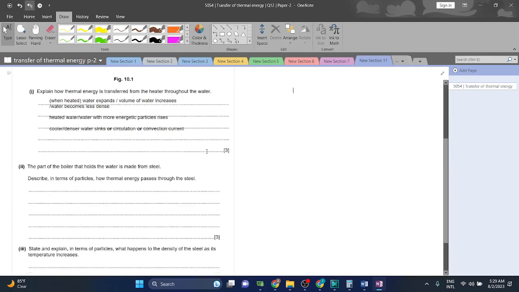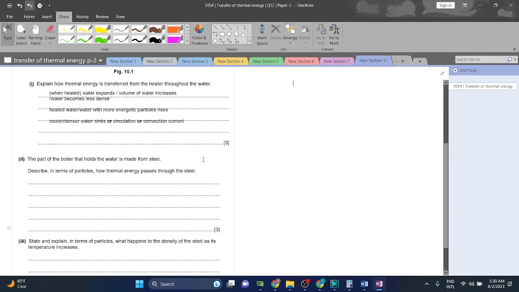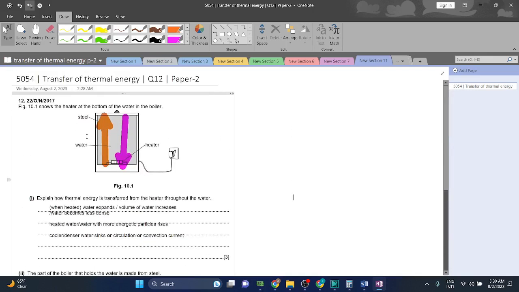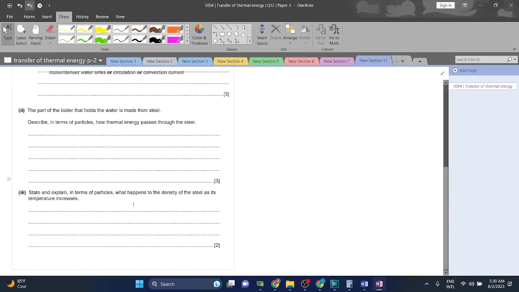Okay, let's move on. The part of the boiler that holds the water is made from steel. Describe in terms of particles how the thermal energy passes through steel. Okay, the thermal energy passes through steel by transmitting the kinetic energy from the vibration of atoms.